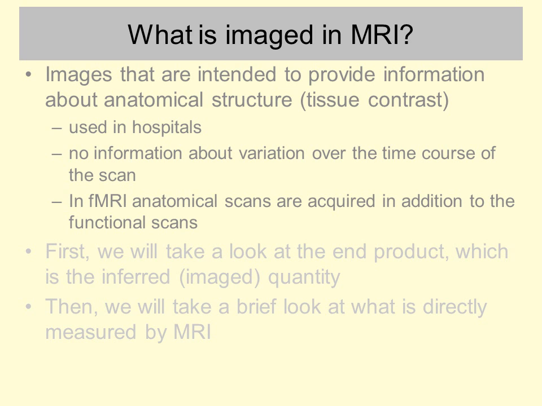These are images that, of course, are intended to provide information mainly about anatomical structure. In other words, contrast is required between different tissue types in order to distinguish how tissue type varies over space. These, of course, are used in hospitals and don't contain any information about variation over the time course of the scan.